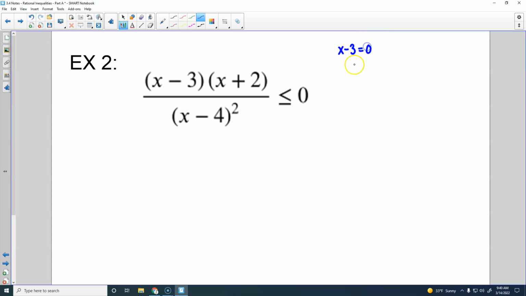So x minus 3 equals 0. That'll give us x equals positive 3. X plus 2 equals 0. So that'll give us x equals negative 2. And then x minus 4 will equal 0. That one's squared. That just means it's going to be there twice, but you don't have to do it twice. So x equals 4.